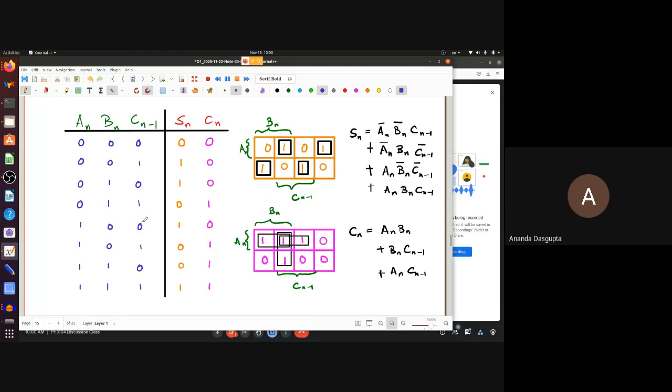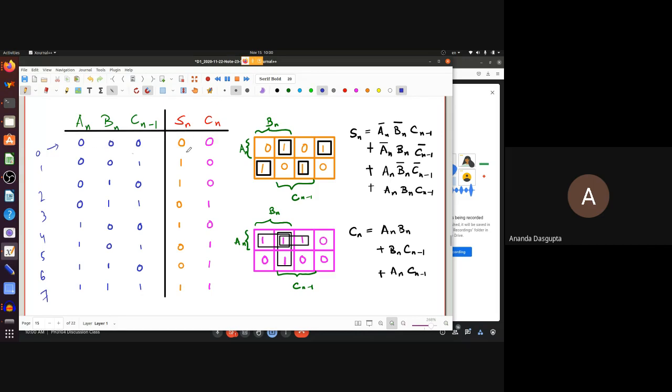Okay. And the truth table? Well, I will not spend a lot of time describing the truth table for you. You can actually figure it out yourselves. 3 bits, so there are 0, 1, 2, 3, 4, 5, 6, 7. These are the decimal numbers corresponding to that. You have these binary equivalents, 0 0 0, 0 0 1, and so on. And for each of them, you can find out what the sum and the carry is.